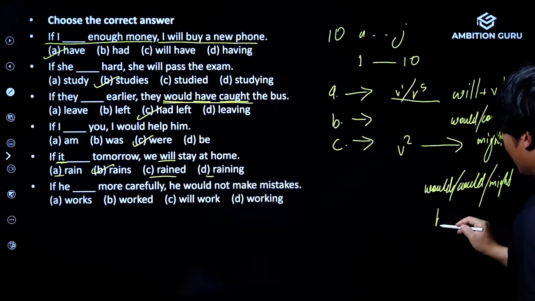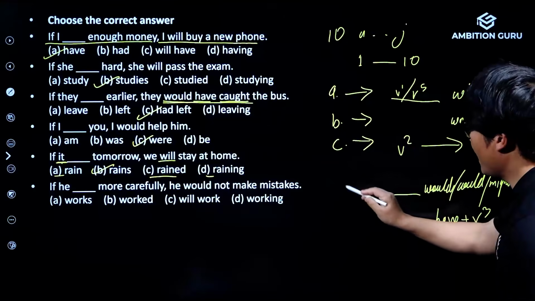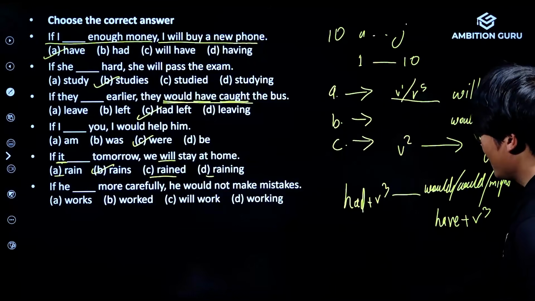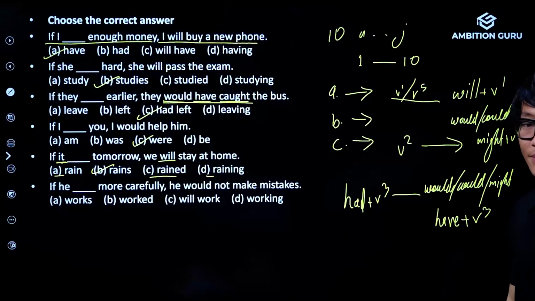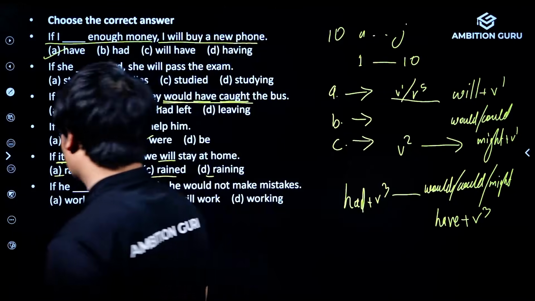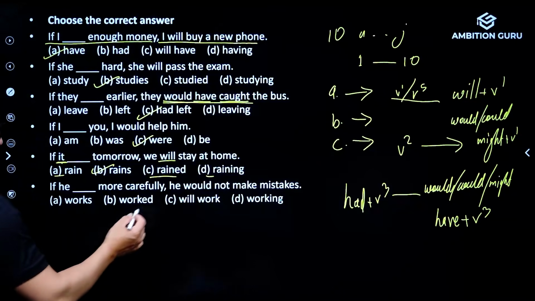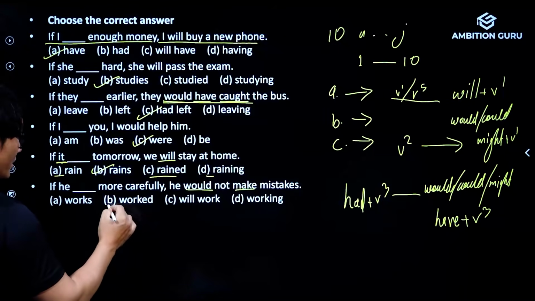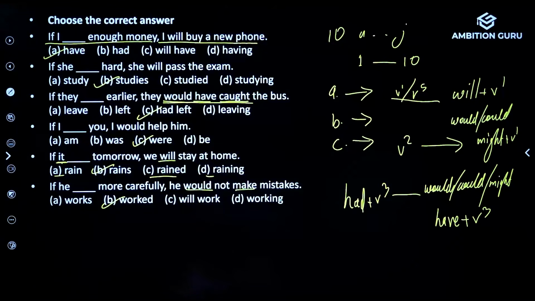If there is a have plus verb 3, then here should be had plus verb 3. This is the only one rule. And obviously universal facts should be written in present tense. Like here you can see would after verb 1. That's why here should be verb 2. So worked. If he worked more carefully, he would not make mistakes.